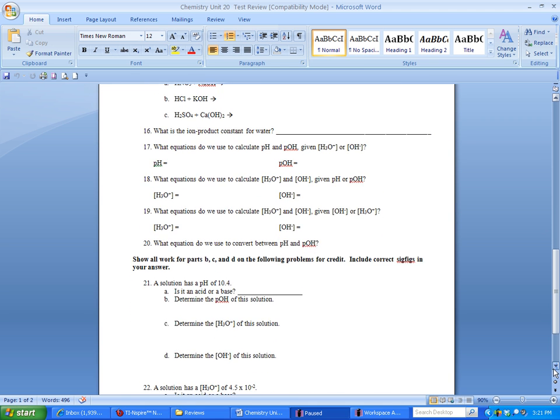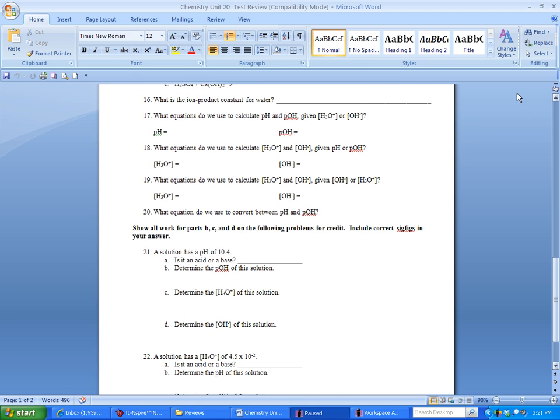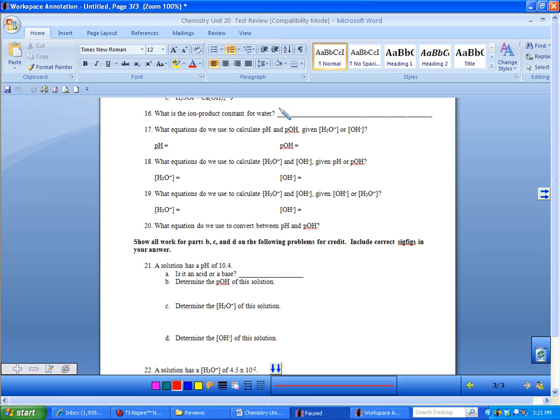Done all of that stuff. There we go. Want to know what the ion product constant for water is, and that is Kw. And it has a value of 1 times 10 to the minus 14th. That was right out of your notes. And your notes are always something really good to study for your multiple choice.